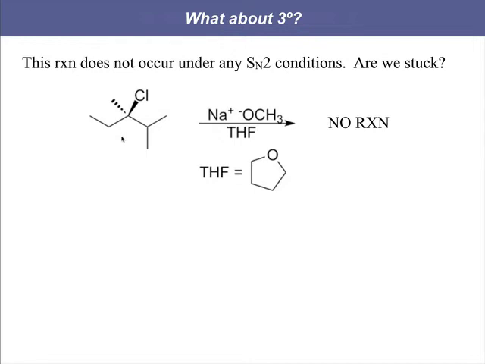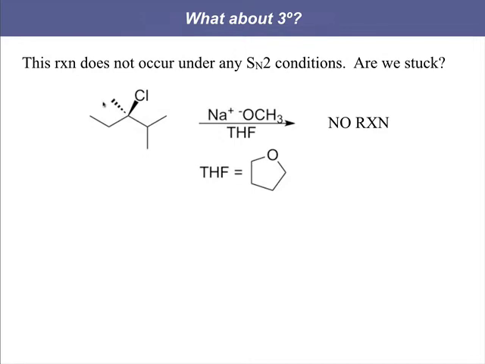Remember why? There were two reasons. The first reason was that the carbon antibonding orbital, the carbon leaving group antibonding orbital, is not accessible when there are three other carbon groups. We've got a methyl, an ethyl, and an isopropyl group here. Those are large enough, bulky enough, so that our nucleophile, even a small one like methoxide, can't reach it.